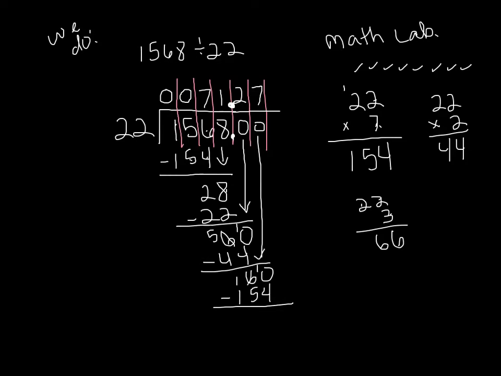Subtract, I've got to borrow. 10 minus 4 is 6. 5 minus 5, nothing. 1 minus 1, nothing. And my remainder is less than my divisor, so I'm still good to go.